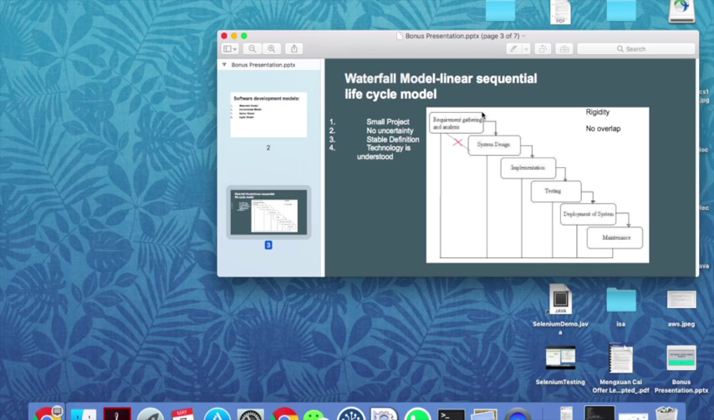The advantages of the waterfall model: the first is that the model is simple and easy to understand and use. And then it is easy to manage due to the rigidity of the model. Each phase has specific deliverables and a review process. In this model, phases are processed and completed one at a time. Phases do not overlap, as I just mentioned. The waterfall model works well for small projects where requirements are very well understood.